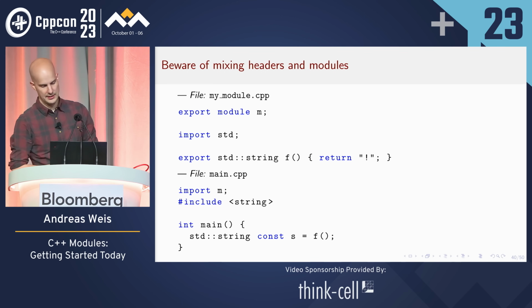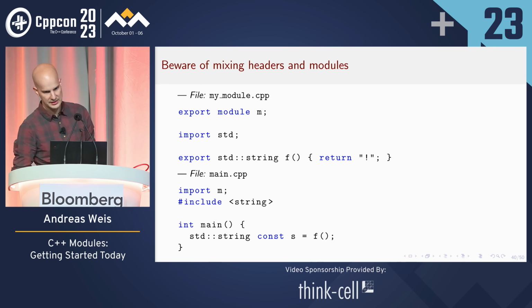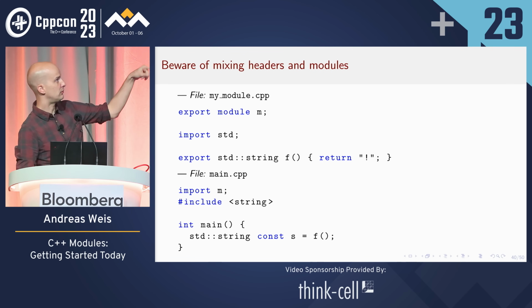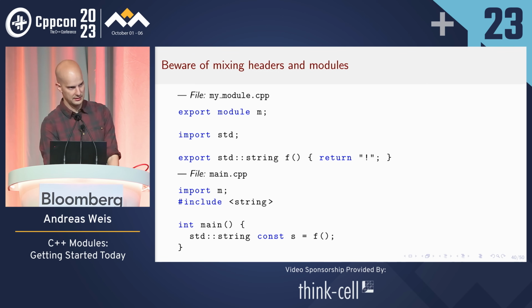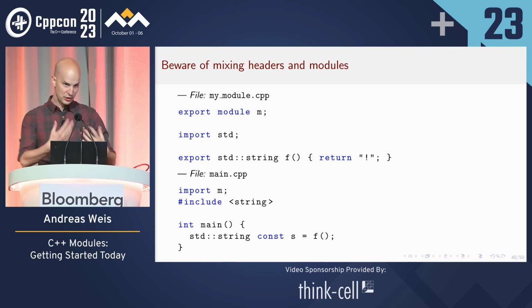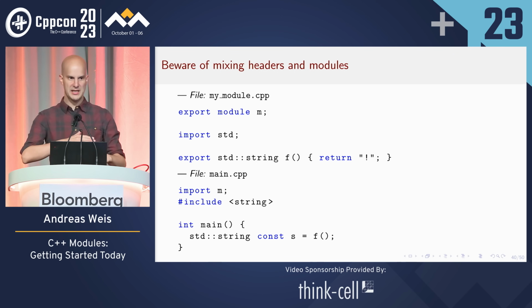If you now write it like this, then the std::string that you see up in my module comes from the std module. So the name is associated to the std module. Whereas the name std::string that we use down there in main.cpp is not attached to a module. And now if you mix the two, things will break.